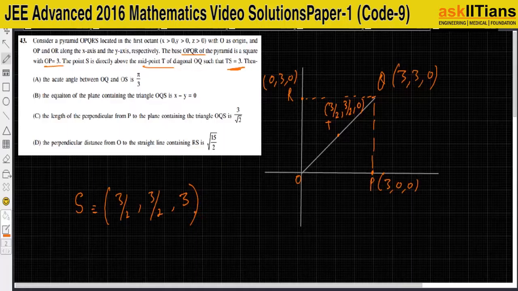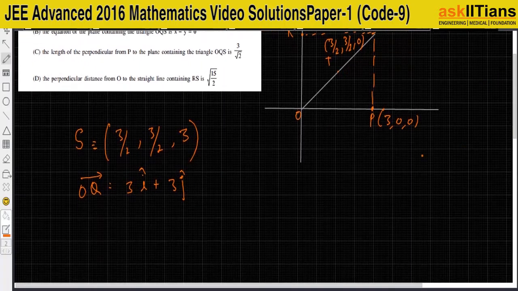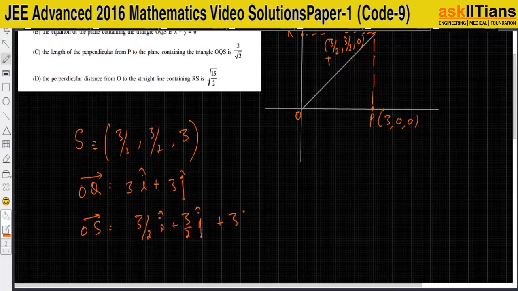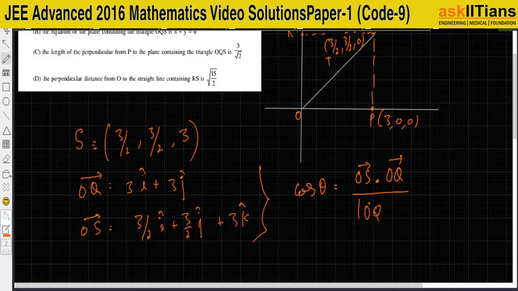Now we need to find out so many options, right? So first option is acute angle between OQ and OS. Alright, so vector OQ is nothing but 3i cap plus 3j cap and 0k cap, right? So no k component. And OS is nothing but 3 by 2 i plus 3 by 2 j and 3k. Now if I want to find out angle between these two, then cos theta is equal to, I can just use a dot product, OS dot OQ divided by magnitude of OS and magnitude of OQ.